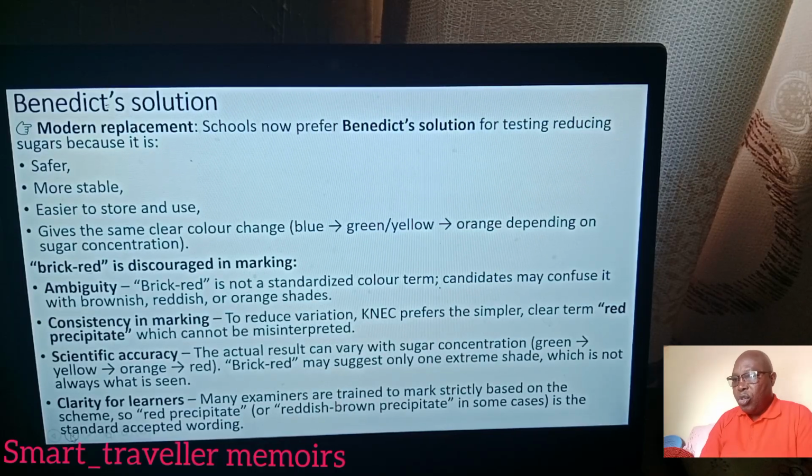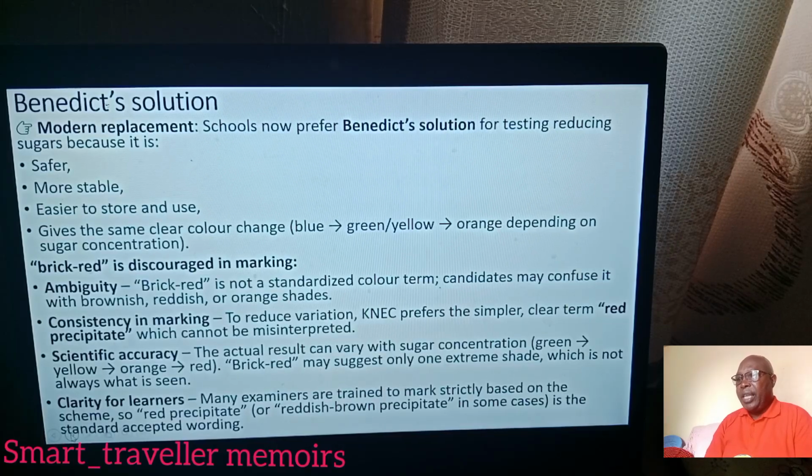Although we also don't accept red precipitate, we prefer orange color. Scientific accuracy: the actual result can vary with sugar concentration, that is green to yellow to orange to brown. Some people will say red, all right? Brick red may suggest only one extreme shade, which is not always what is seen.